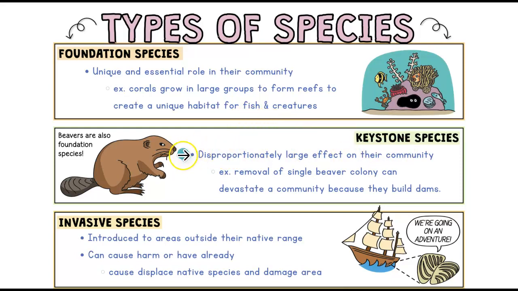Keystone species have a disproportionately large effect on their community. For example, if you removed a single beaver colony, it can devastate a community because of all the dam building that they do that helps other species. Then you have invasive species that can be introduced to areas outside their native range. These can cause harm or already have caused harm. It can cause displacement of native species, and it can damage the area.